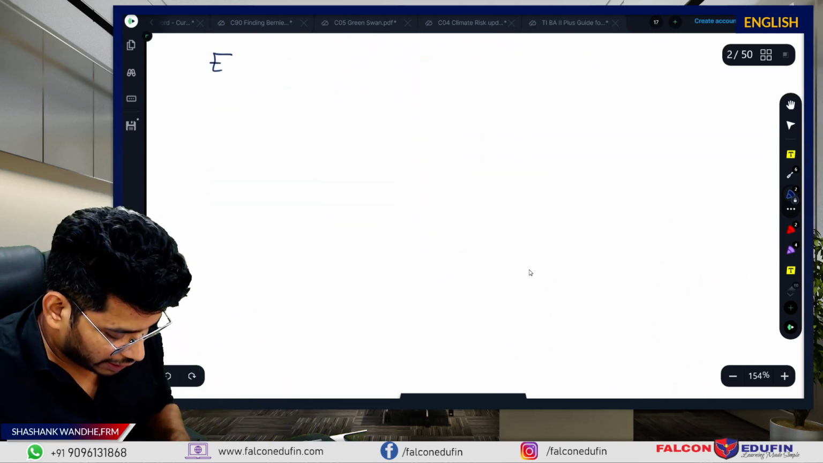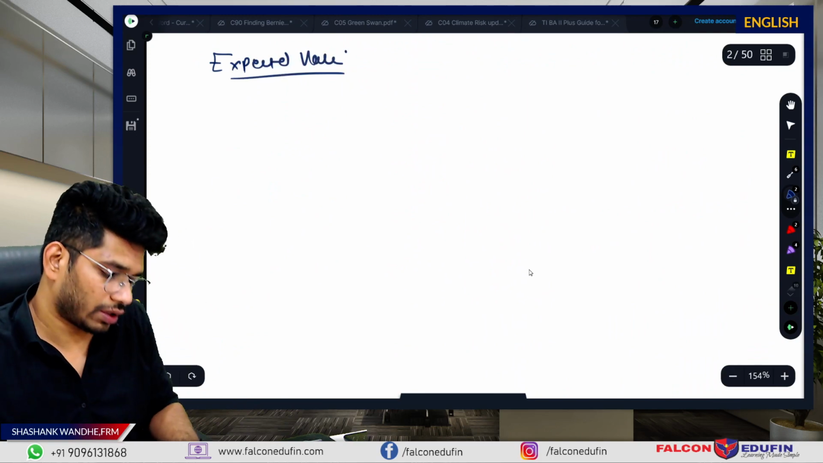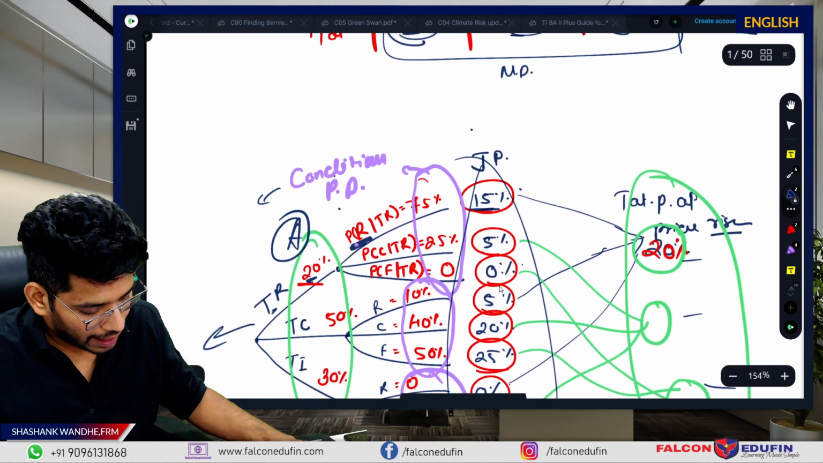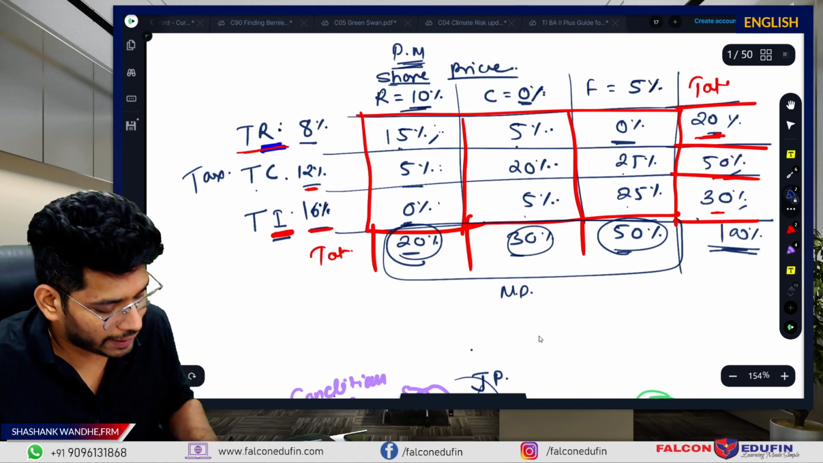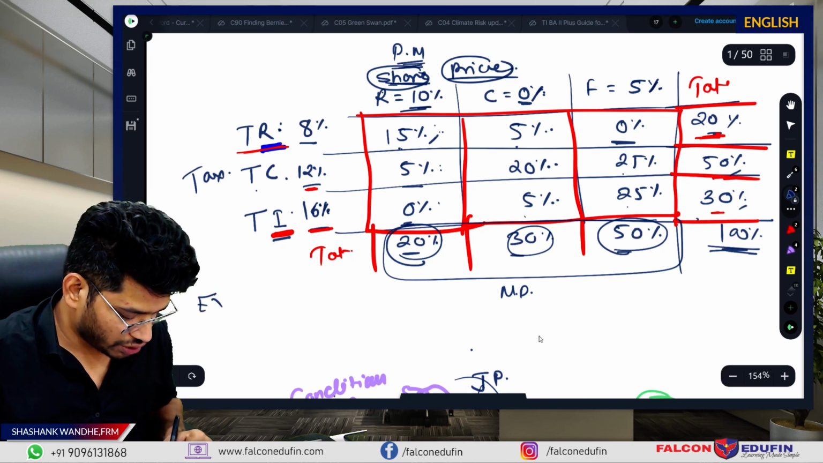Now the expected value. Now you are smart enough. If I ask you what is the expected share price change, can you tell me what is the expected share price change?